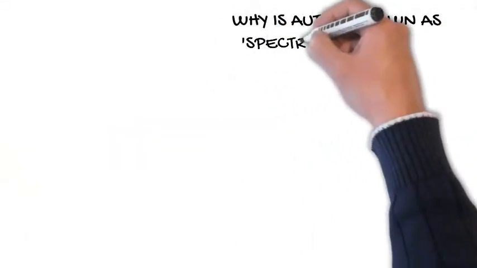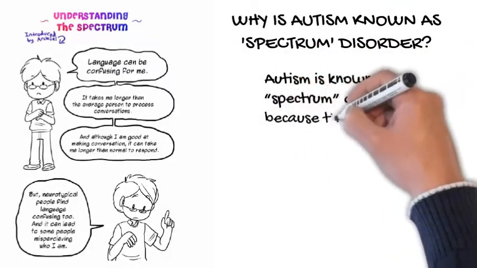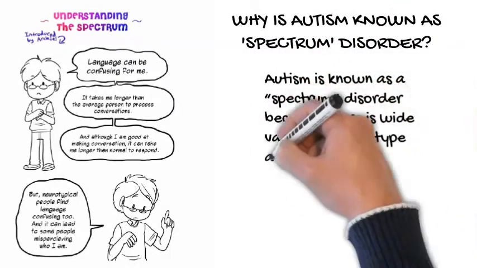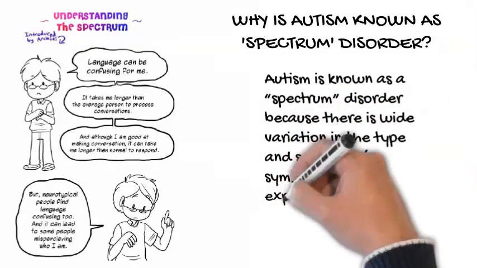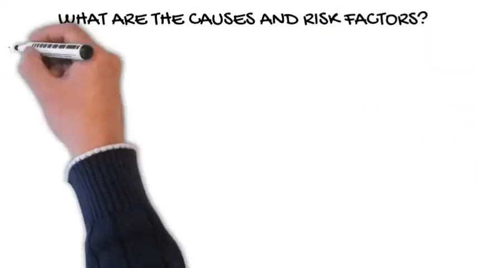Why is autism known as spectrum disorder? Autism is known as a spectrum disorder because there is wide variation in the type and severity of symptoms people experience.